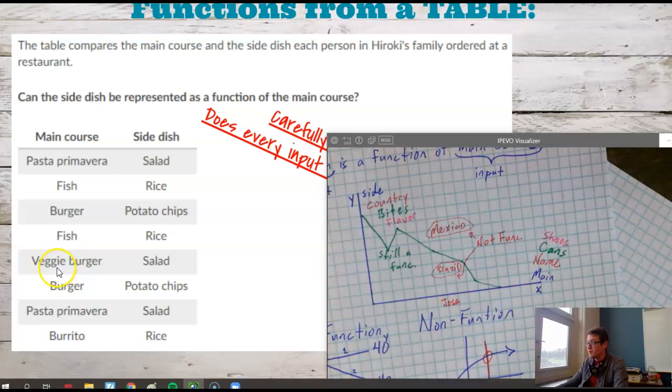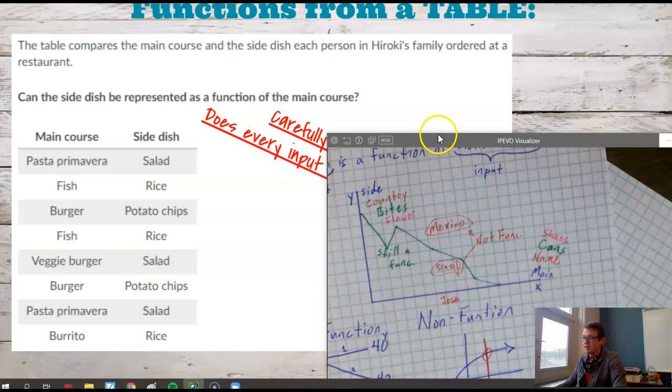Trust me, when my wife was a vegetarian, a burger is not a veggie burger. Right? There is a huge difference. So burger maps to potato chips. Burger maps to potato chips. Veggie burger does not, but that's fine. It's a different input. So guys, here's what you got to think about.